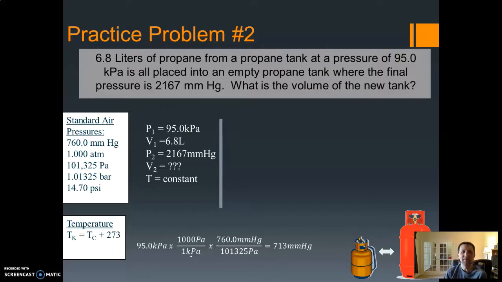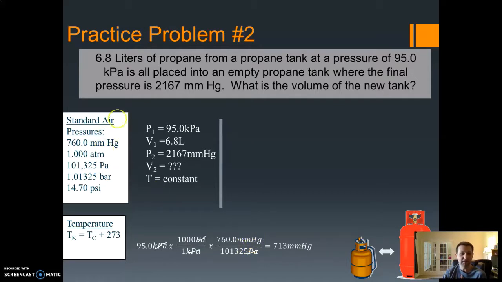You get the idea. I've had students, again, I said this before, they think PA is Pennsylvania. I'm like, okay, fine. You have 1,000 Pennsylvanias in 1 kilo Pennsylvania. Not a problem, okay? So the kilopascals cancel out. So I want to cancel out pascals now, put it on the bottom of my next step. So pascals cancels out. And I want to convert to mmHg.